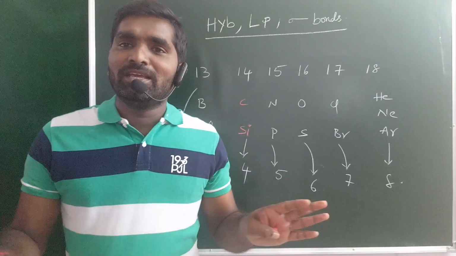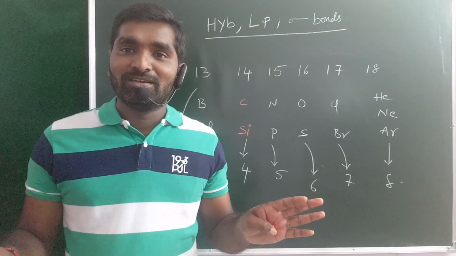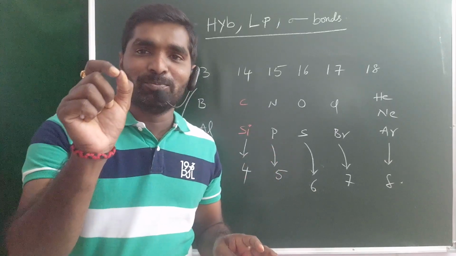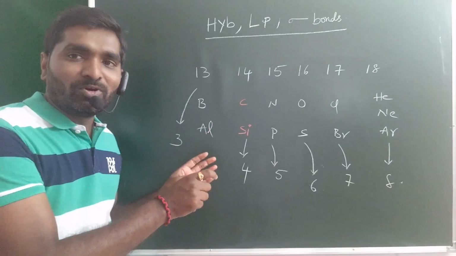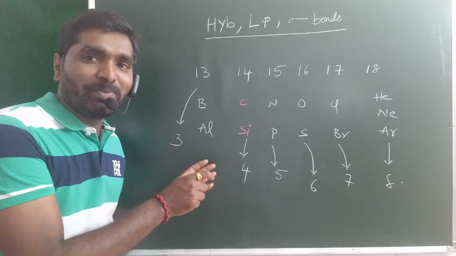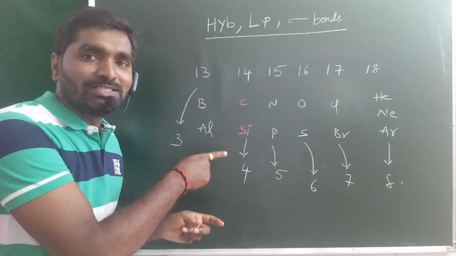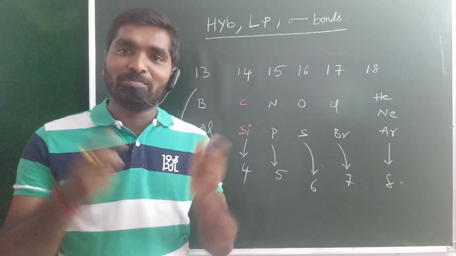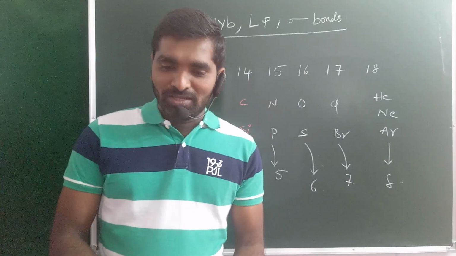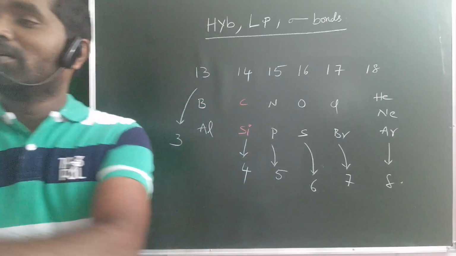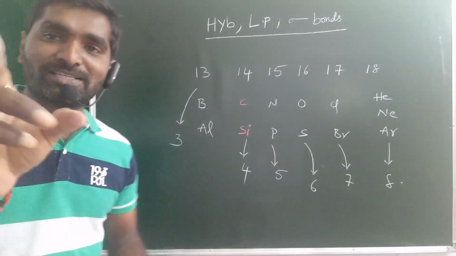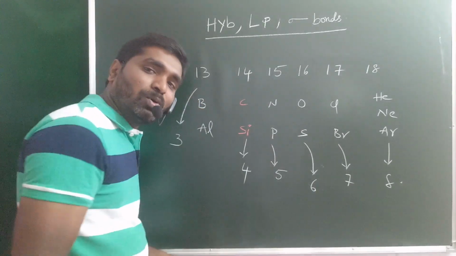I don't tell any formula to find the hybridization, lone pairs or sigma bonds, just a simple trick. But before that, this data is very important. Now let's find the hybridization, sigma bonds and lone pairs with some examples. Ready guys?